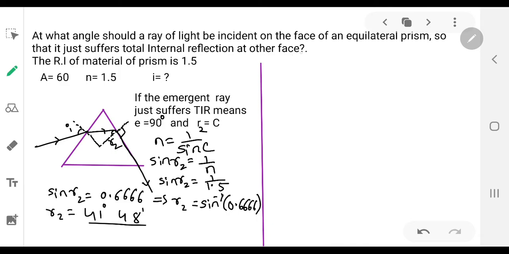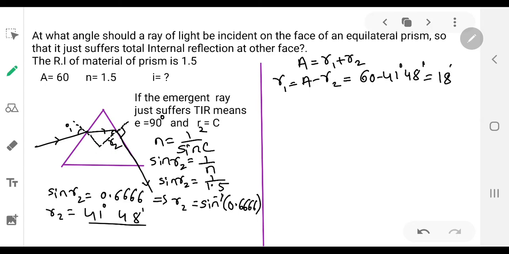From the relation between the angle of the prism A, R1 and R2, you can write A is equal to R1 plus R2. So R1 is equal to A minus R2, which is equal to 60 minus 41 degrees 48 minutes, which is equal to 18 degrees 12 minutes. So R1, that is the angle of refraction at the first surface, is 18 degrees 12 minutes.